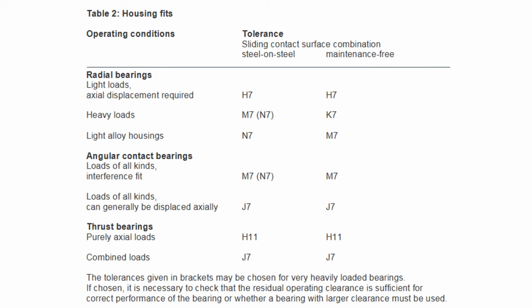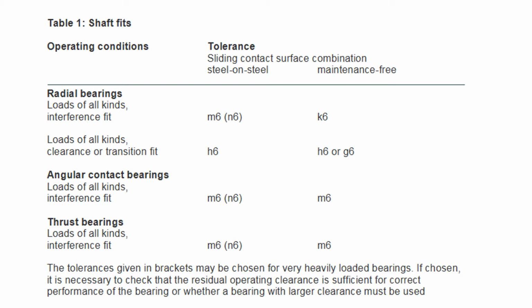Here is the suggested indication of housing fits for radial, angular contact bearings and thrust bearings under different loads. Here is the indicative table for the shaft fits for radial, angular contact bearings and thrust bearings under different loads.